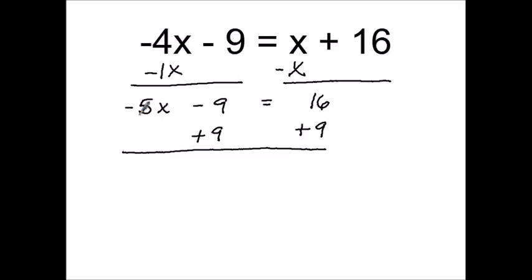When I add 9 to the left side of the equation, I have negative 5x. When I add 9 to the right side, I have 25. Okay, down to one more step. To get the x by itself, I need to get rid of this negative 5 that's multiplied to it. So the opposite of multiplying by a negative 5 would be dividing by a negative 5. Again, whatever I do on one side of the equation, I must do the same on the other side. So I'm going to divide by negative 5 on this side.